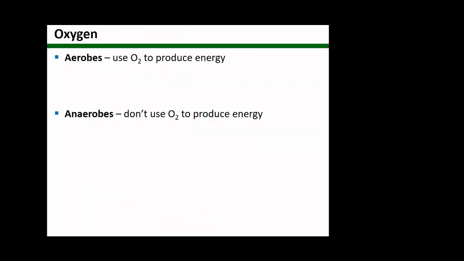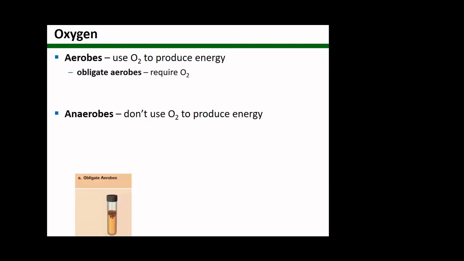Now let's talk about oxygen. Oxygen is probably the most important thing for growth, or the lack of it if you're an anaerobe. All right, so if you are an aerobe, you use oxygen. O2 is the oxygen that we breathe. You use O2 to produce energy, right, through cell metabolism. If you are an anaerobe, you don't use oxygen, you use fermentation.